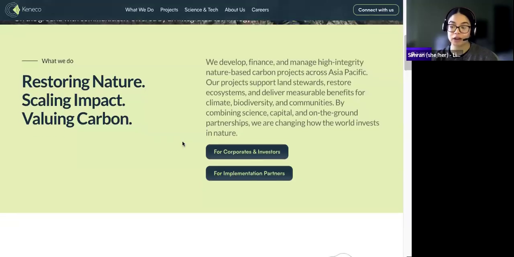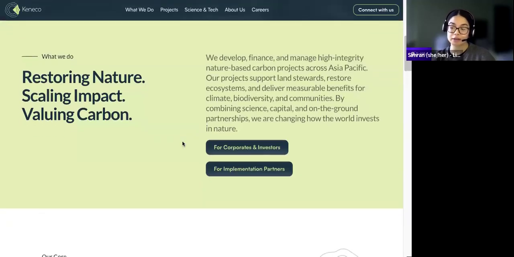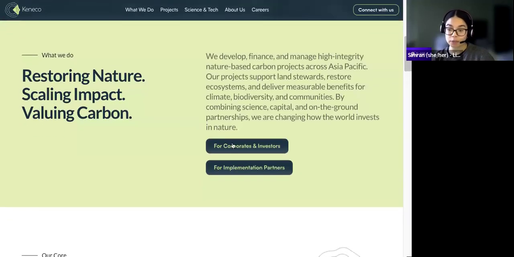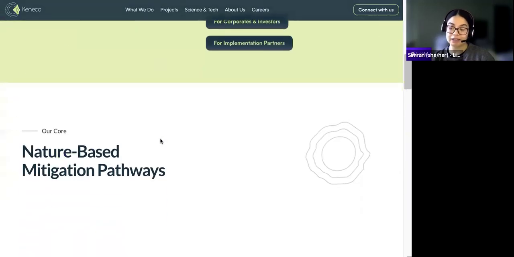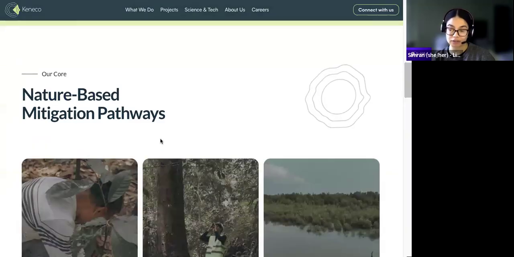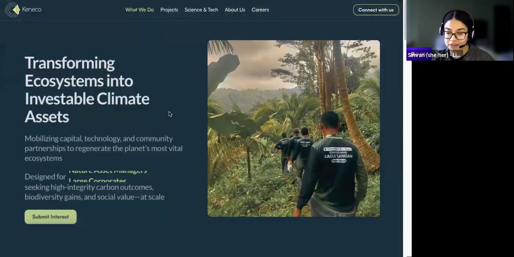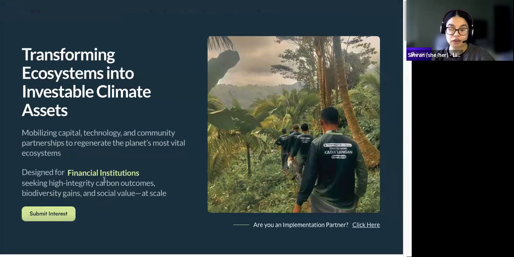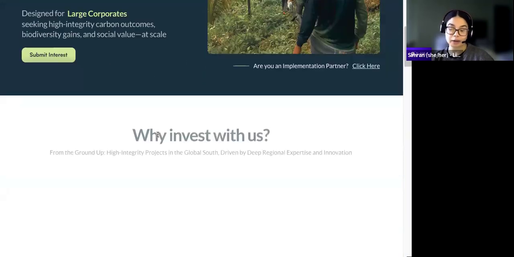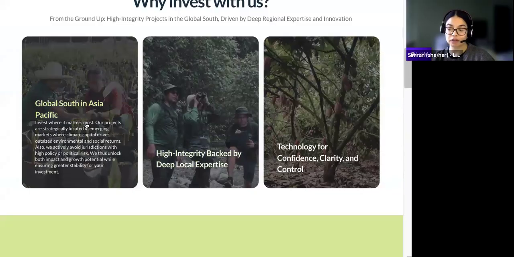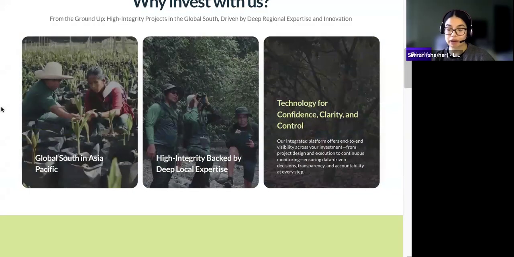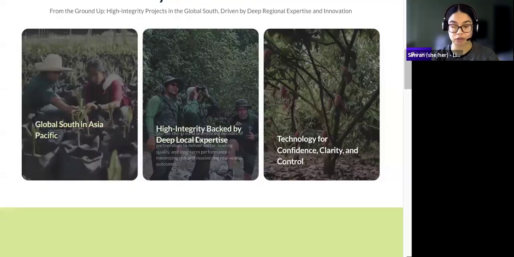And then as we scroll down, you can see they have a clear, concise statement about what they do with another prompt for corporates or implementation partners. So really clearly detailing the two main target audiences of this website. And then if we click on for corporates and investors, you can see how they're appealing to different types of investors by listing them. And as we scroll down, you can see clear, compelling, and bite-sized information about their impact and the benefit for us as a potential funder.